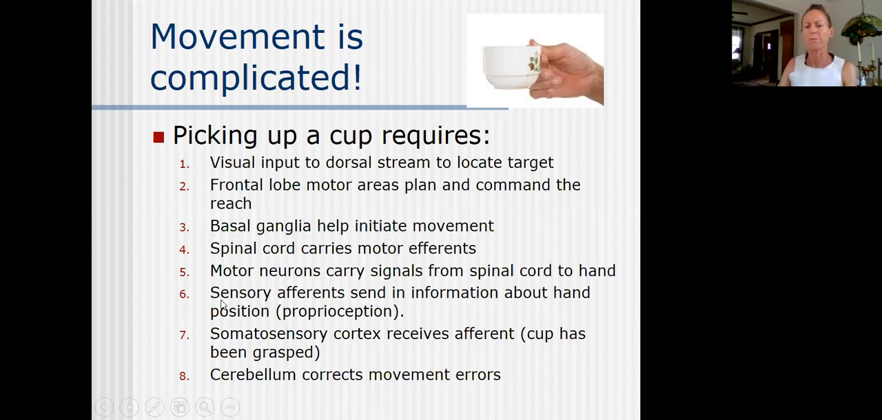And then sensory afferents. Now, as soon as I touch the cup, sensory afferents are telling me about my hand position, about how the cup feels. Is it hot or is it cold or whatever. And then the somatosensory cortex is going to receive those afferents that the cup has been grasped, that the cup is not hot, that you can hold it. And then your cerebellum all throughout is going to be correcting any errors to kind of make things smoother in terms of making that movement a little bit more, what do I want to say, graceful.